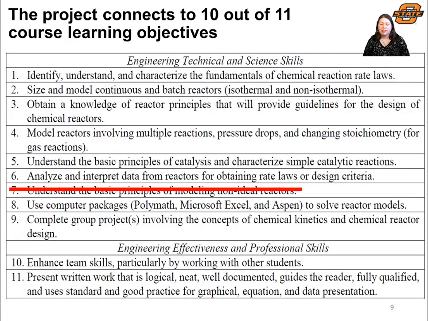This project connects 10 out of the 11 of our course objectives. So they are identifying, understanding, characterizing chemical reaction rate laws, sizing and modeling continuous and batch reactors. They probably are doing one or the other of these steps. They are looking at reactor principles for design. They're modeling multiple reactions. If they have a gas phase process, they're modeling pressure drops and changing stoichiometry.